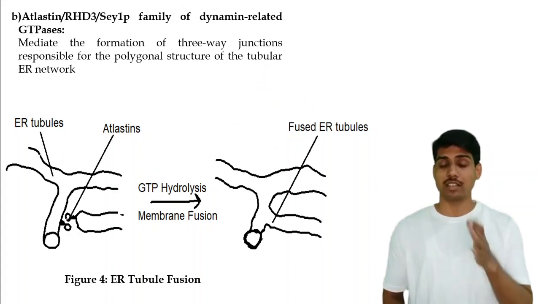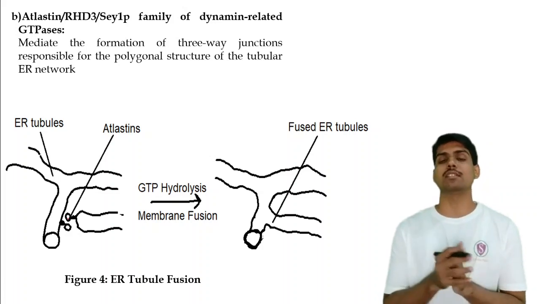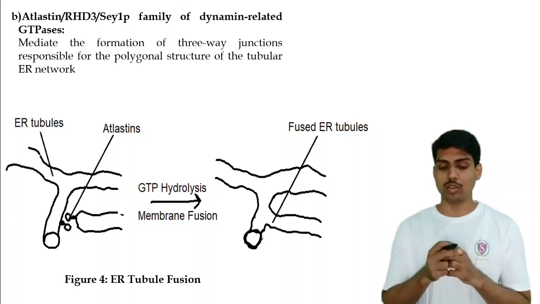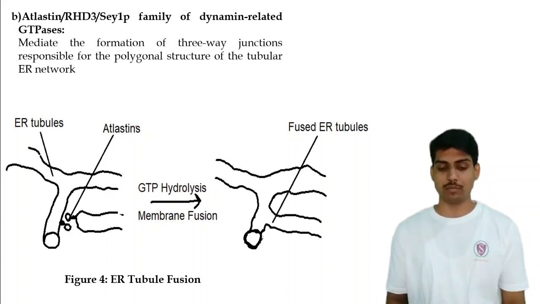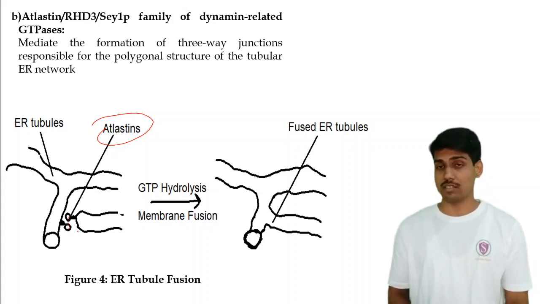But there is a continuous fusion that occurs inside the cell to form a more complex tubular meshwork. The fusion of these different tubules occurs with the help of atlastins. So what are these atlastins? They are present on the endoplasmic reticulum membrane surface. These are attached with GTPase enzymes.